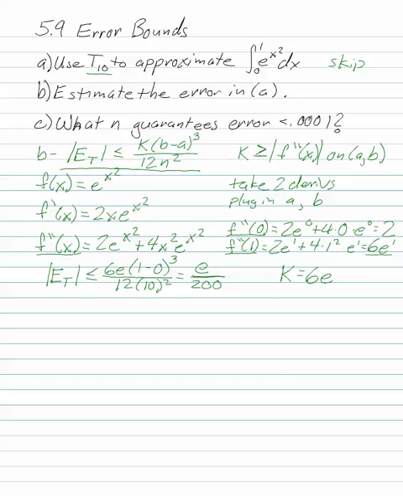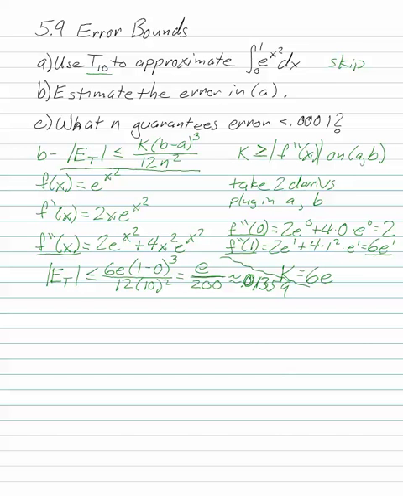And that's about 0.1359. So our answer to part B would be 0.1359. That's our approximate error. Oh, excuse me, 0.03. 0.01. I can't read my own writing. 0.01359. So that's how you would answer part B. You literally find what your k is and plug it into this fractional bound up here.